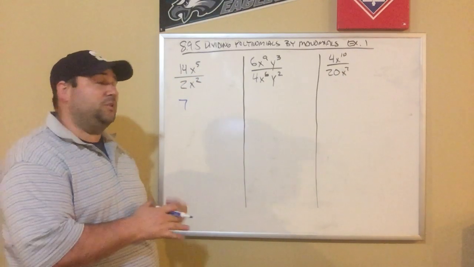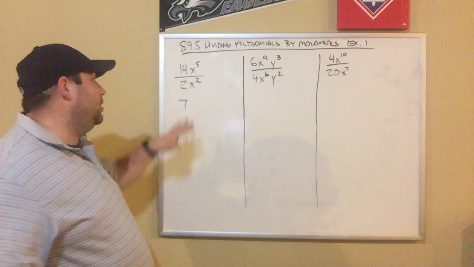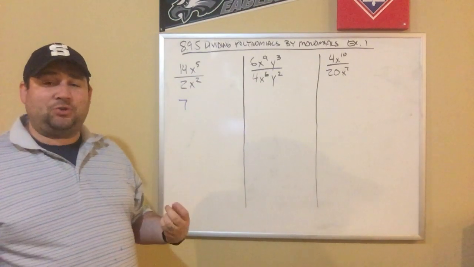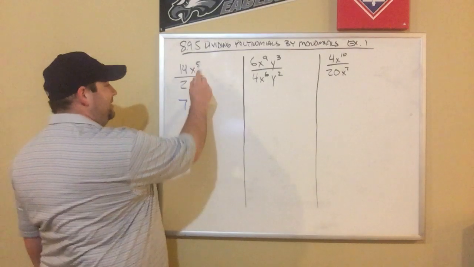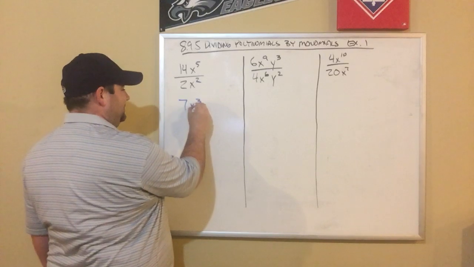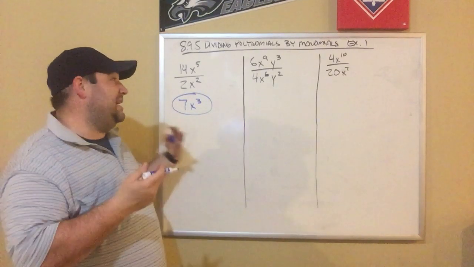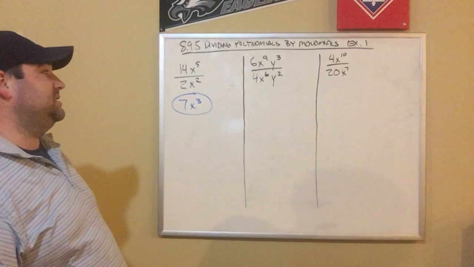If you remember from the previous lessons, when we multiplied, we added the exponents together. When we divide, we subtract the exponents. 5 minus 2 is 3, so this ends up being x to the third power. And that's our answer. We're done. You can see it's not too bad. Let's look at our second example here.